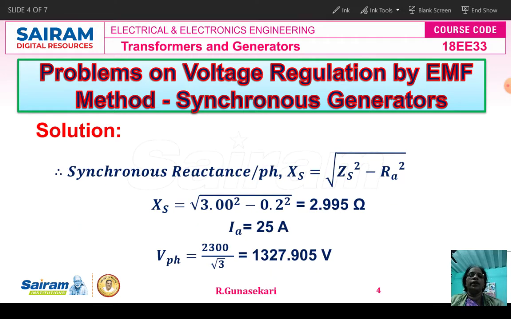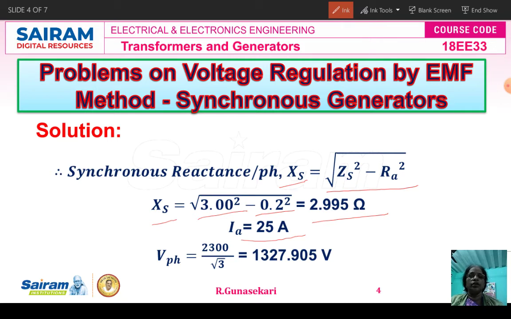Now we calculate the synchronous reactance per phase XS. The formula is the root of ZS squared minus RA squared. RA is given in the problem, that is 0.2. ZS is calculated from the open circuit and short circuit data, that is 3. So XS equals the root of 3.00 squared minus 0.2 squared. After solving this equation we get XS equal to 2.995 ohm. The rated armature current is given in the problem as 25 amps, so the 25 amps is denoted by armature current IA.